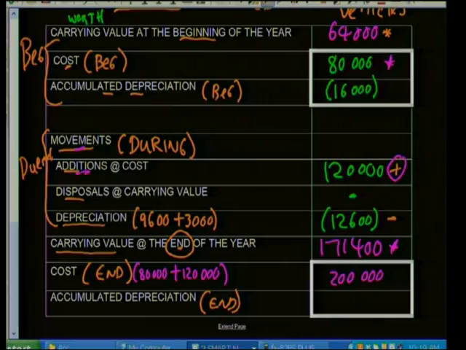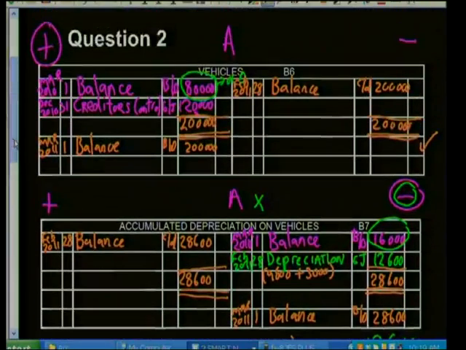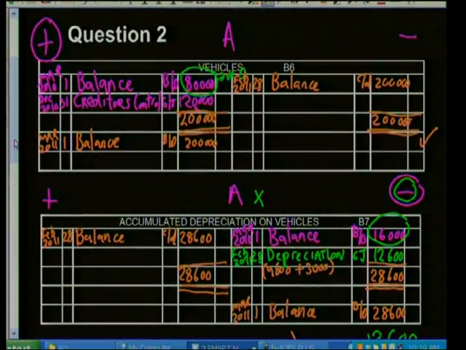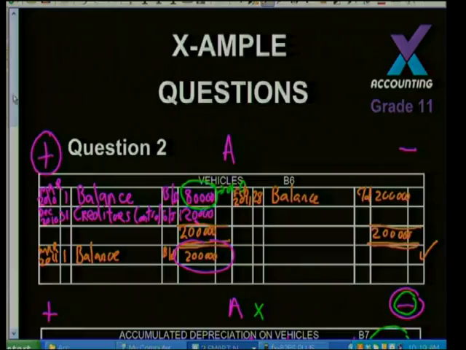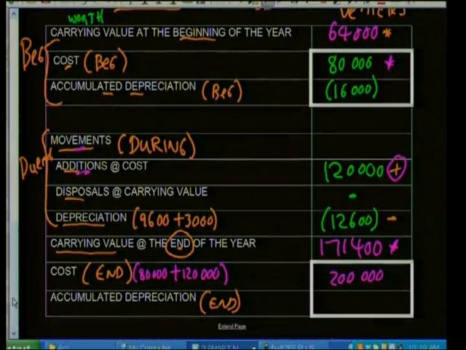Okay, now let's just quickly double check that. Let's go to your vehicles T account. This 80,000, remember, was the beginning of the year. We then purchased an additional vehicle for 120,000, and at the end of the year, my vehicles obviously has that balance of 200,000. So remember what I said earlier on? The note is simply your T account, but in a different format. So 200,000.